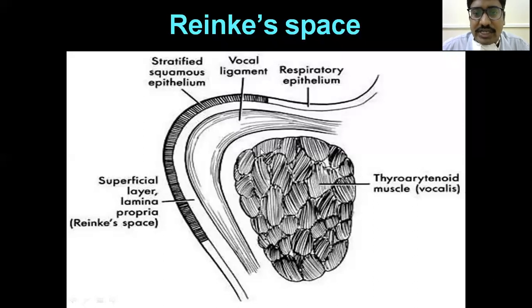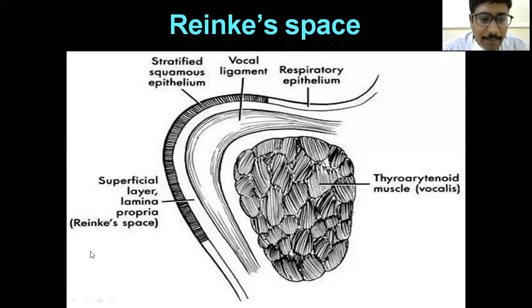There is no restriction in Reinke's space, so the fluid accumulates from the anterior commissure to the posterior commissure. So there is generalized swelling of the vocal cords in Reinke's edema. But in vocal nodule, it is localized. Nodule is a localized swelling of the vocal cord, and polyp is also a localized swelling. But Reinke's edema is a generalized swelling of the vocal cord from the anterior commissure to the posterior commissure.